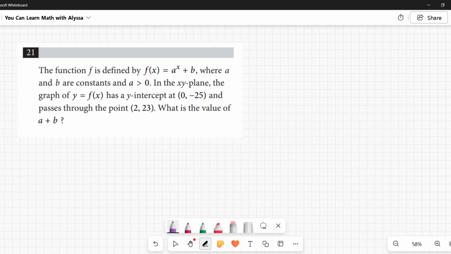Number 21. The function f is defined by f of x equals a to the power of x plus b, where a and b are constants and a is greater than 0. In the xy plane, the graph of y equals f of x has a y-intercept at (0, -25) and passes through the point (2, 23). What is the value of a plus b?